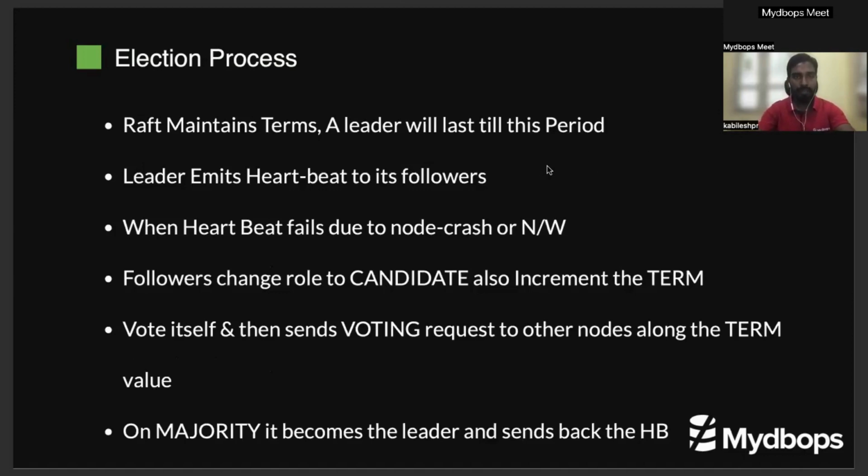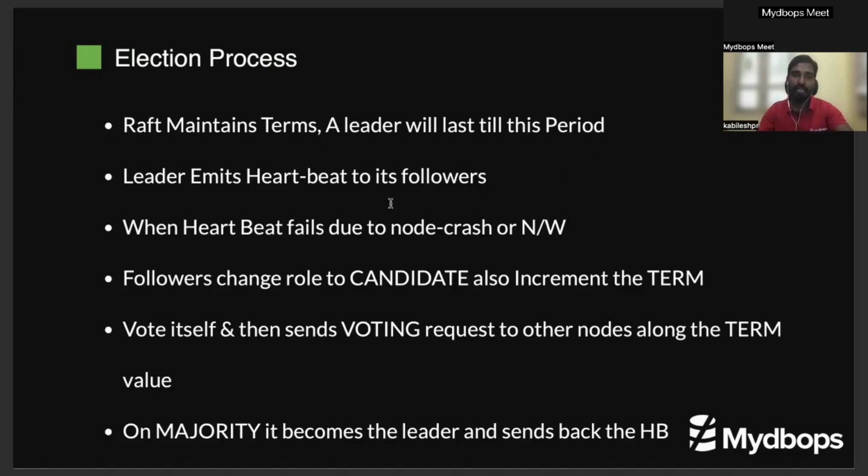So in Raft, each region will have a leader, as we discussed multiple times. The leader will maintain heartbeats to its followers, and also the leader will maintain a term. The term is nothing but a period, but there is no defined time for the period. The candidate or the node or the region which has the highest term will be the next leader. That means it has higher priority to become the leader.